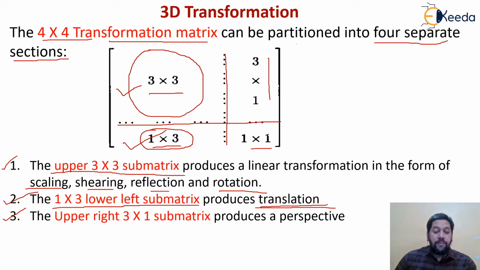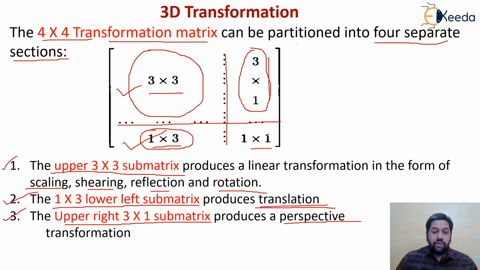This is considered the upper right 3 by 1 submatrix. Just understand, this is my upper right side 3 by 1 submatrix. What does it produce? It produces the perspective transformation. We will learn perspective transformation as a separate section or lecture. The upper right 3 by 1, which we have represented as P, Q, R, produces a perspective transformation. It is used to produce perspective transformation.